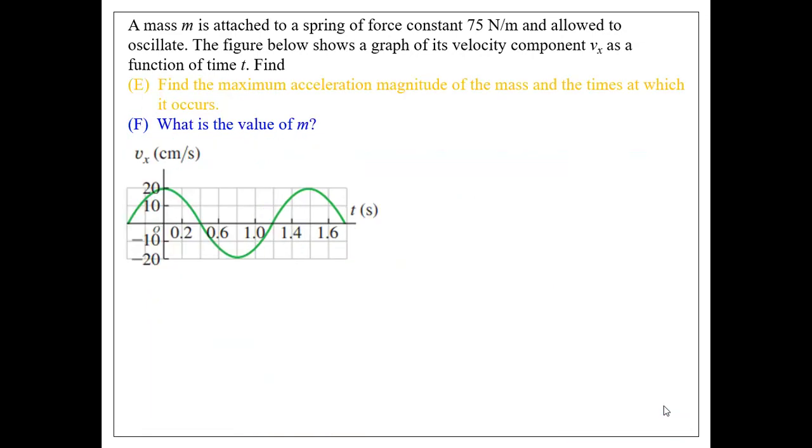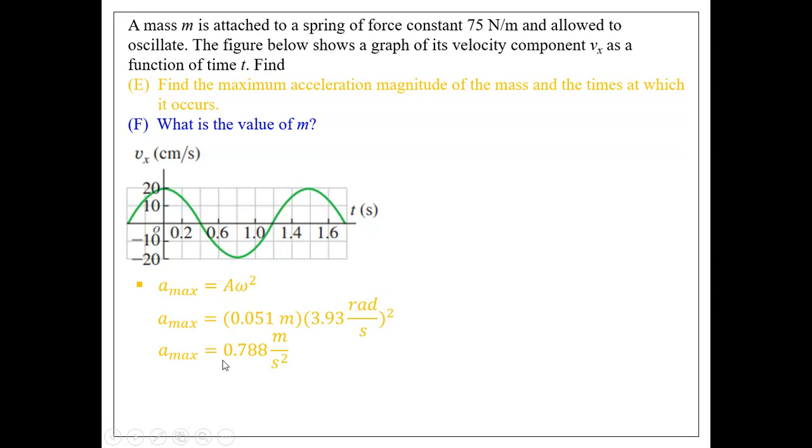Let's go ahead and do E and F. Part E asks you to find the maximum acceleration and then the times at which it occurs. Light work. The function for a max is A omega squared. We already found A, we already found omega. A we found previously as 0.051 meters, and omega we found previously as 3.93. I'm going to square that and calculate the work time.